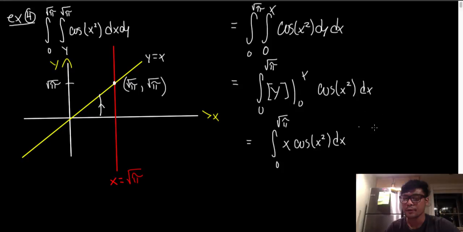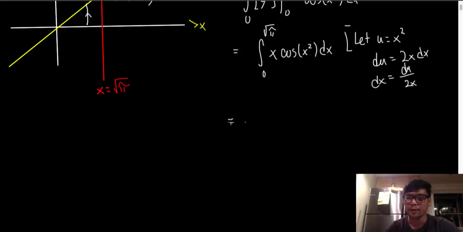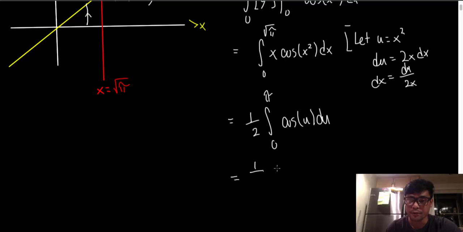This is a u substitution. Let me move my pad here. We'll let u equal the inside function, x squared. du is 2x dx, so this factor of x will cancel, and dx is du over 2x. Continuing, we'll get a factor of a half, and when x is 0, u equals 0, and when x is root pi, u equals pi, of just cosine u du. The antiderivative of cosine u is positive sine u, evaluated from 0 to pi, and it looks like we just get 0 as our solution.